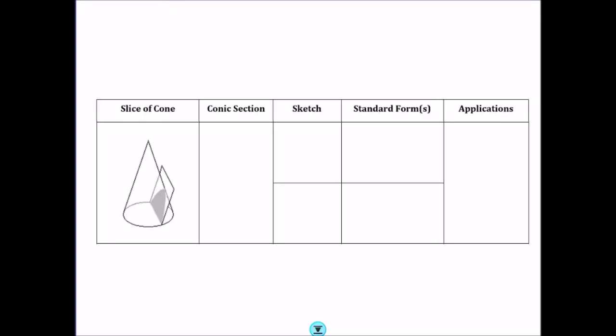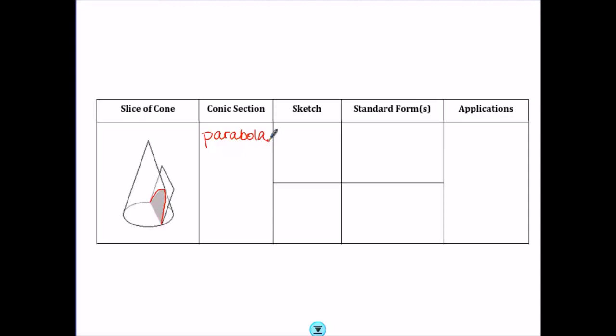First, let's take a look at our conic sections. To create a parabola, you would slice a cone on the diagonal like this, and this shape created by the cross section will be a parabola. So our conic section is parabola. And we're going to talk about two different types of parabolas.